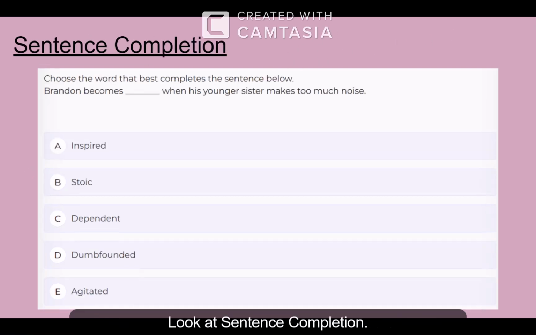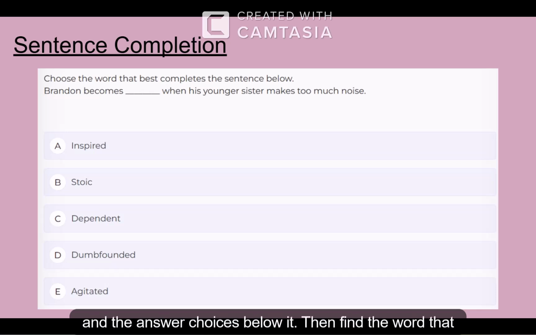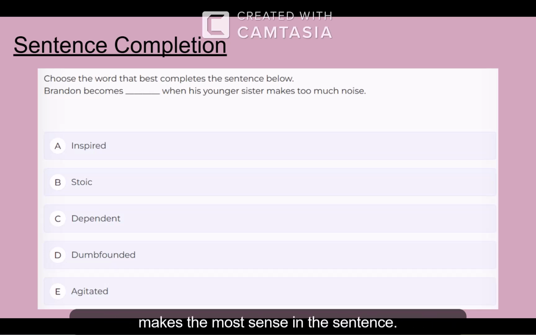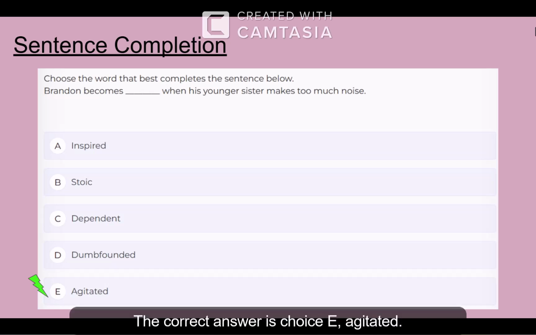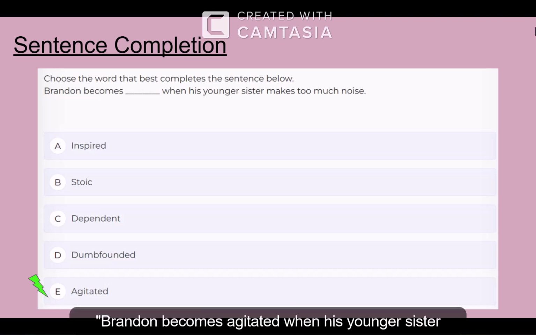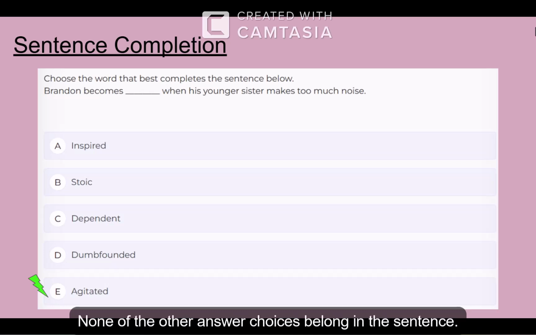Look at sentence completion. To answer the questions in this test, read the sentence and the answer choices below it. Then find the word that makes the most sense in the sentence. The correct answer is choice E, agitated. Brandon becomes agitated when his younger sister makes too much noise is a sentence that makes sense. None of the other answer choices belong in the sentence.